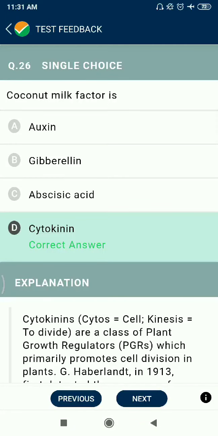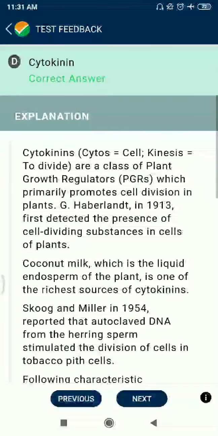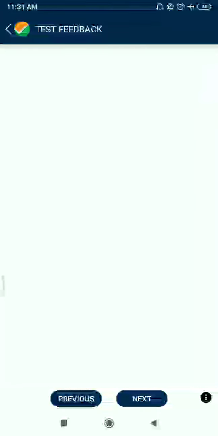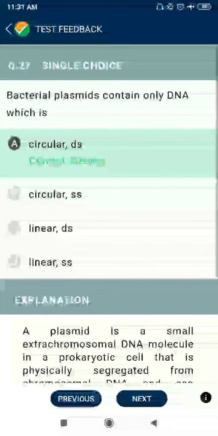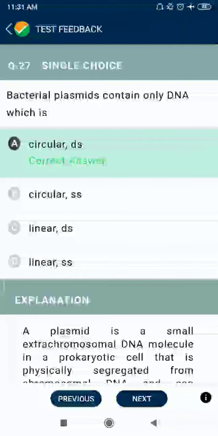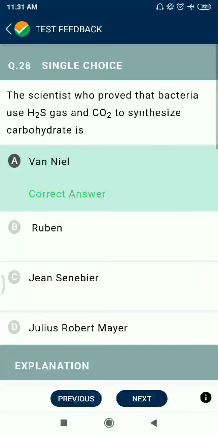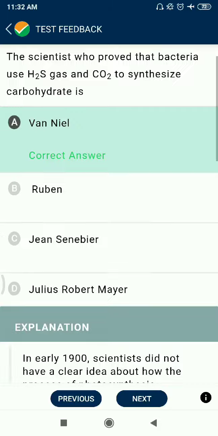Question 26. Coconut milk factor is cytokinin. Question number 27. Bacterial plasmids contain only DNA which is circular, double stranded. Question number 28. The scientist who proved that bacteria use H2S gas and CO2 to synthesize carbohydrate is van Niel.